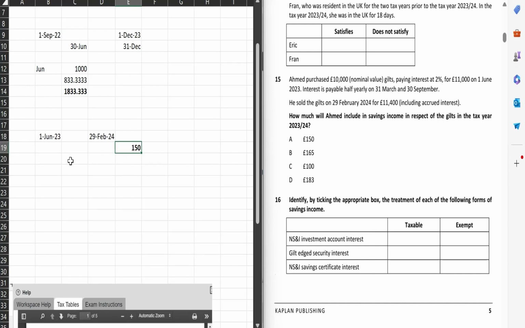Otherwise, in other words, you could understand that he acquired the gilt on the 1st June, but the interest was payable half yearly. It means on 31st March, the previous seller has received interest. And in fact, this gilt was sold in June. That means April and May interest will be received by Ahmed.